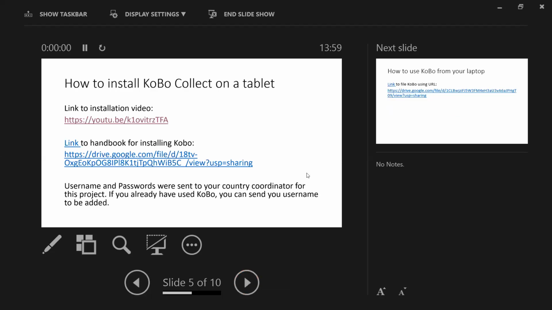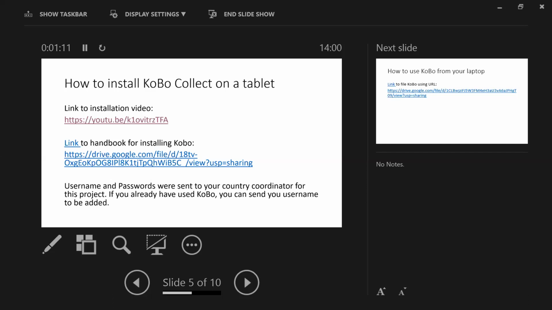Next, what I've done to assist with installing Kobo Collect on a tablet: this is the link to the video that we just saw, but we also have a link to a handbook. If you don't want to watch the video, the same information is provided in the handbook in the Google Drive. What is also important for you to know is that I sent the username and the password to the main focal points of the country office. If you don't have a username or a password, let me know, then I can resend this information.